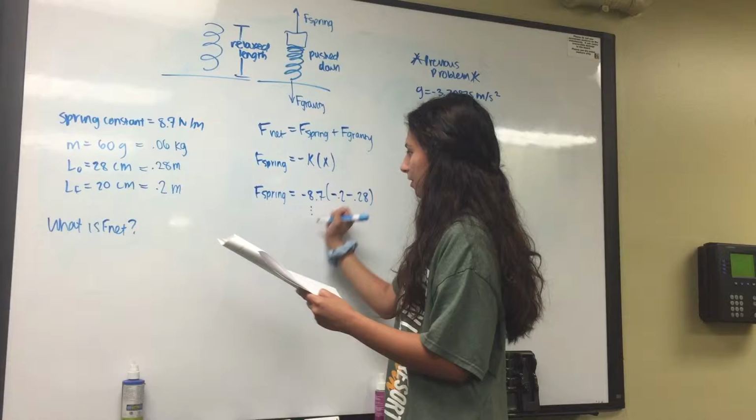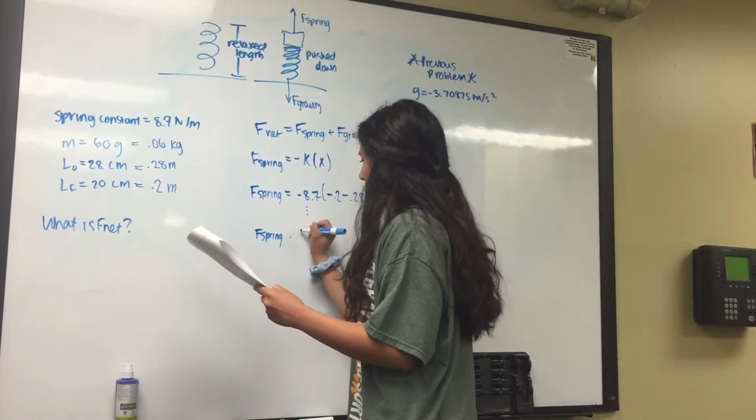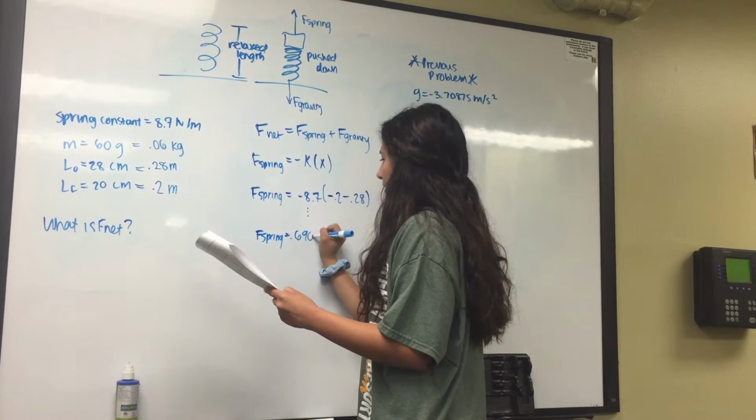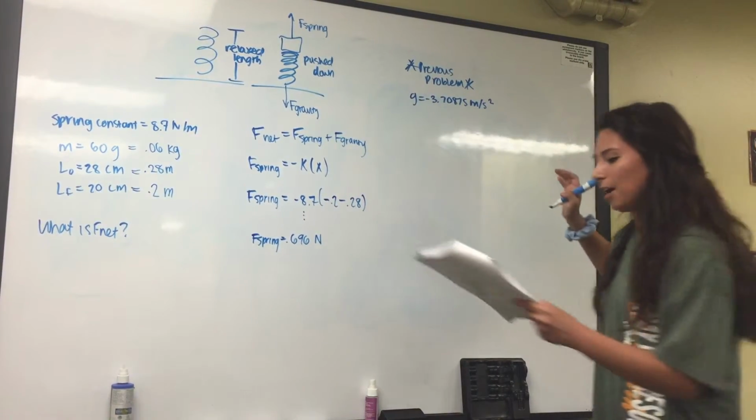When you plug that into the calculator, you're going to get that the force of the spring is 0.696 newtons in the positive direction, because the spring is going to be pushing up on the block.